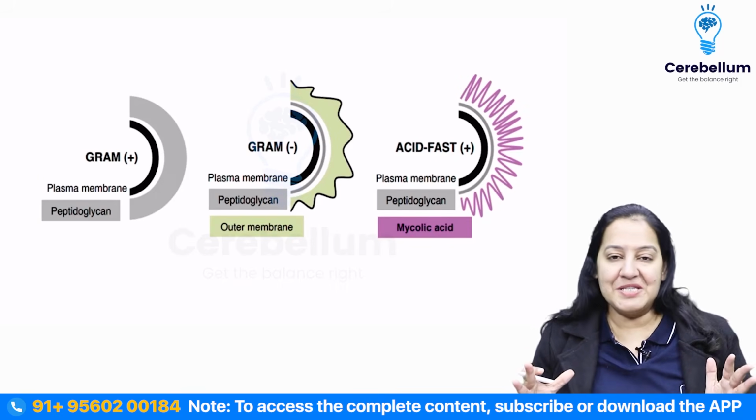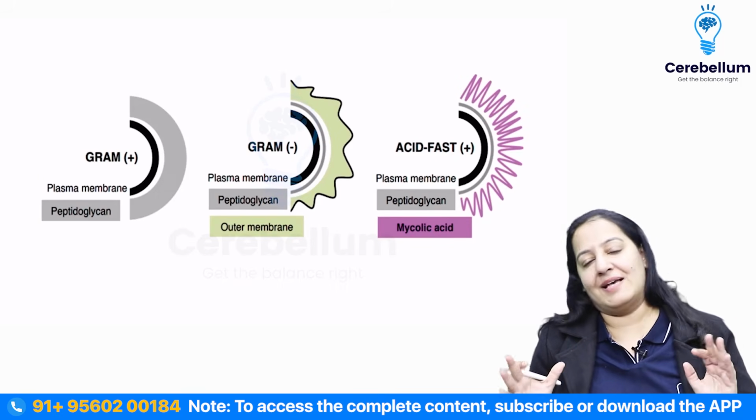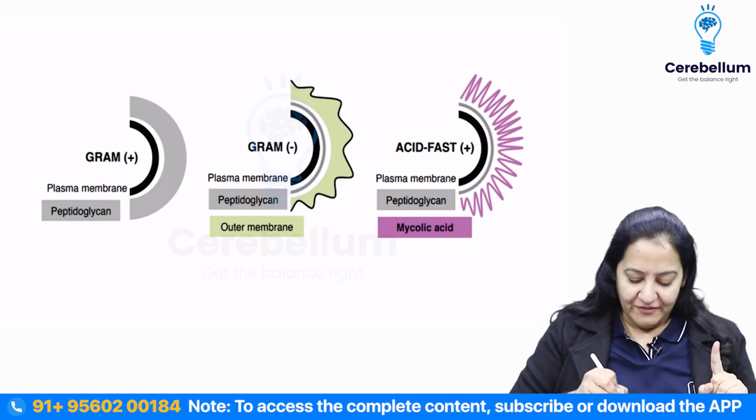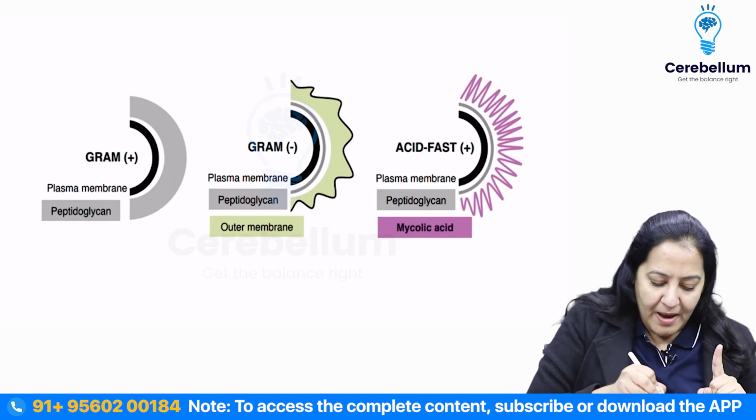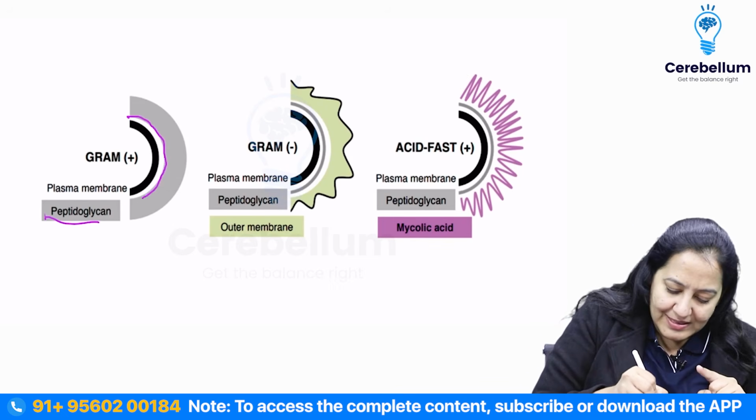So you can see the principle of the gram stain as well as acid fast stain here. So can you see the first diagram? In the first diagram, appreciate the peptidoglycan content in the cell wall.